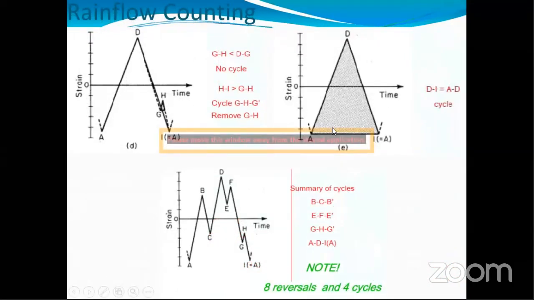Finally we are left with A, D, and A. So there are a total of 8 reversals and 4 cycles. This is the summary of cycles: B, C, B dash, where it intersects is B dash. Then E, F, E dash. Once these are closed, we are left with one more: G, H, G dash, and A, D, A, I, or A again, because the cycle starts once again from A.